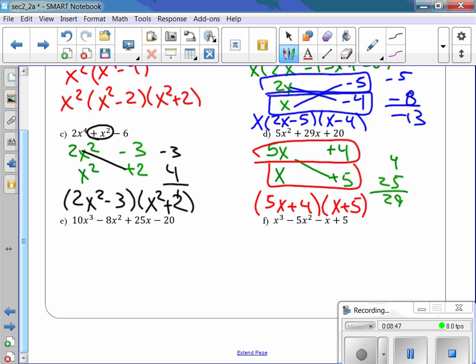Again, for some of you, you say, hey, I know a different method. I use the box method or something else. Perfectly fine.